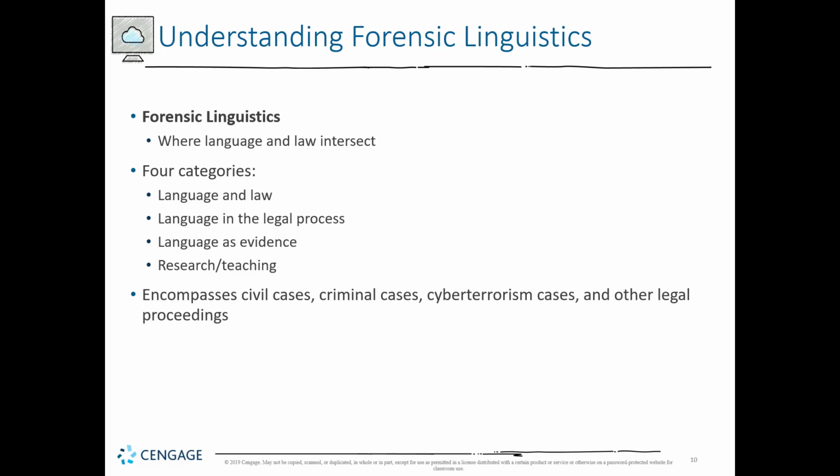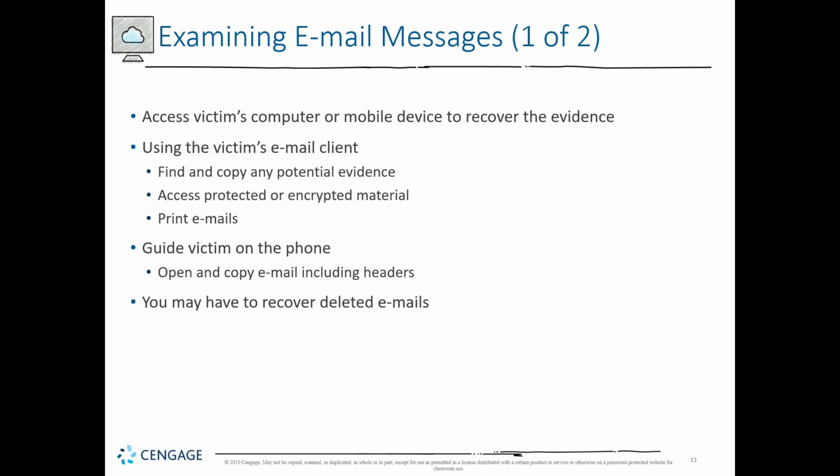So how do you examine email? Well, you need access to the victim's device. Using the victim's email client, you can find copies and potential evidence in email form. Now, that's not saying that you will find email. That just means that you potentially could find it. You can access protected or encrypted material via the email client as well, because normally people doing more nefarious things via email also set up email encryption. So being able to access it from the victim's device should already have the encryption or decryption key present.